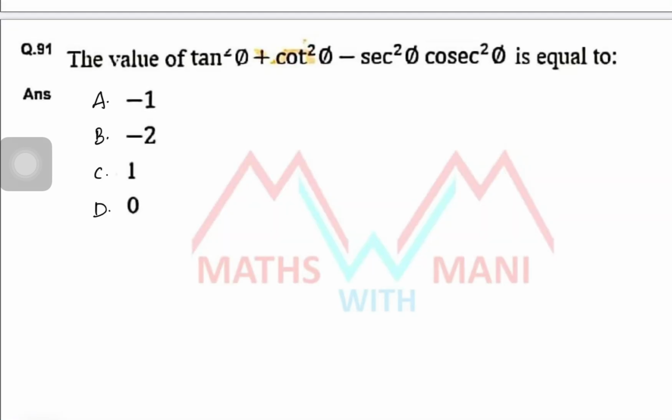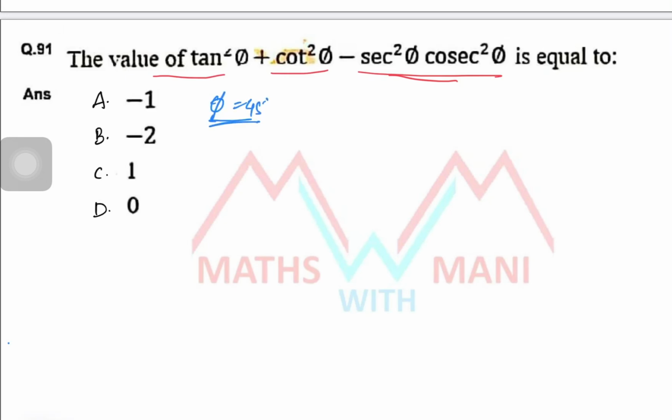Question number 91. The value of tan square phi plus cot square phi minus secant square phi into cosecant square phi is equal to. Whenever secant, cosecant, tan, cot are there, then we have to substitute which value? 45 degrees. Take phi equal to 45 degrees.